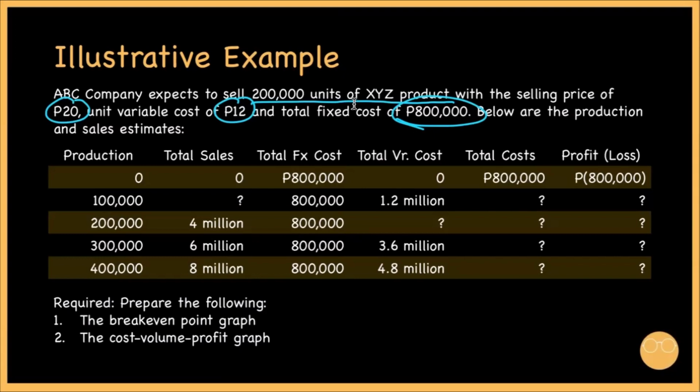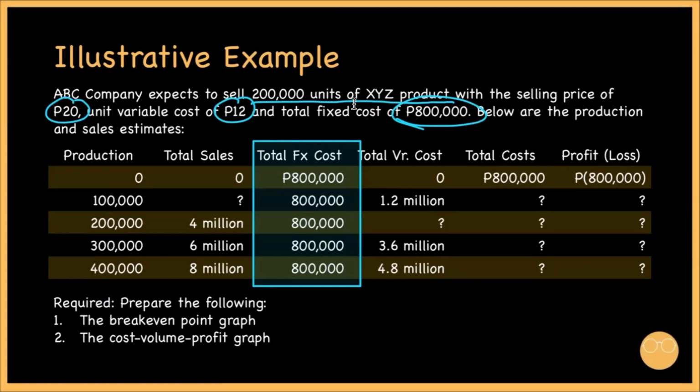So here, if there will be zero production, expectedly, you can't sell what you don't produce. So our total sales here is zero, but the total fixed cost is 800,000 for all production levels. Next, the total variable cost is zero. So the total cost is 800,000. You will incur a loss of 800,000 because total fixed cost, by its nature, you will still incur regardless of whether there is a level of production or not.